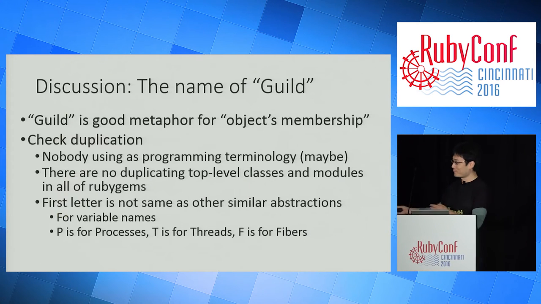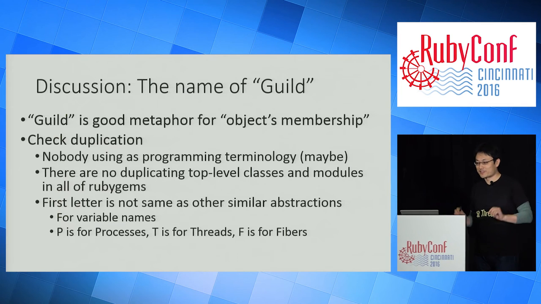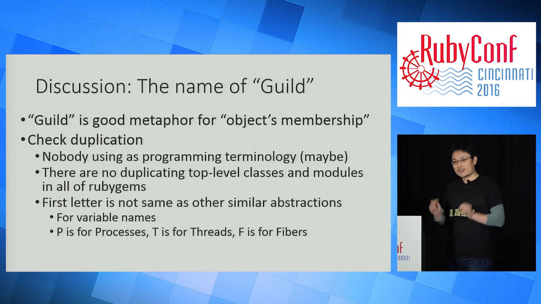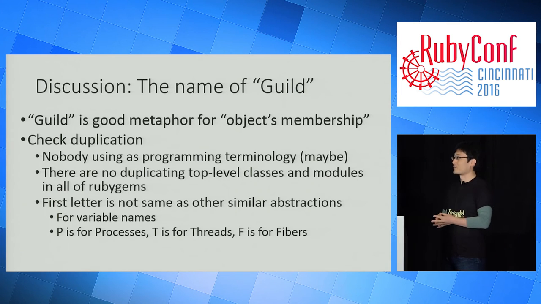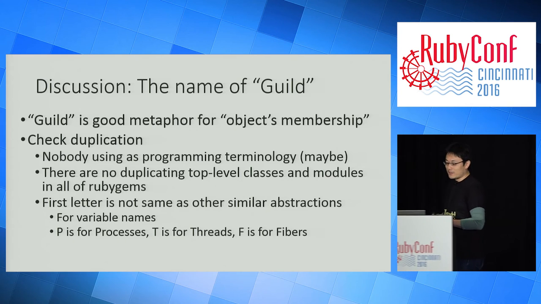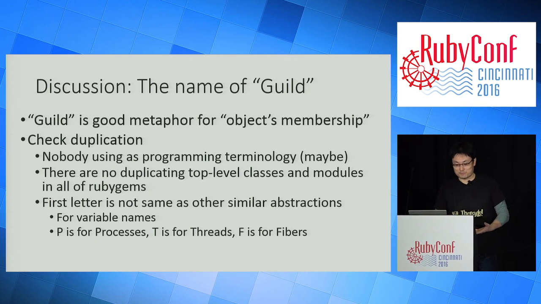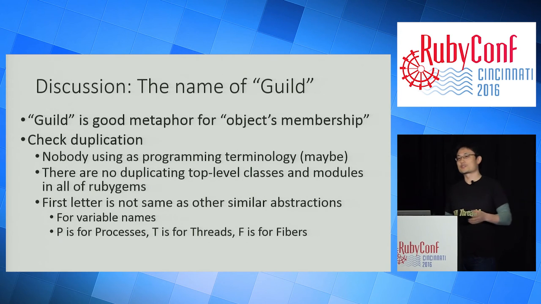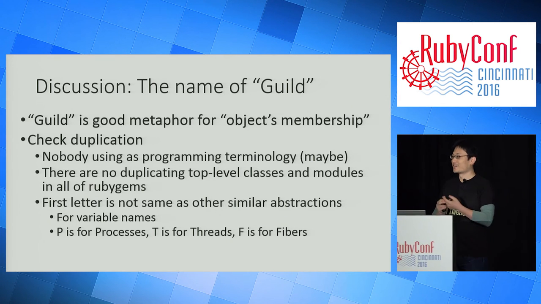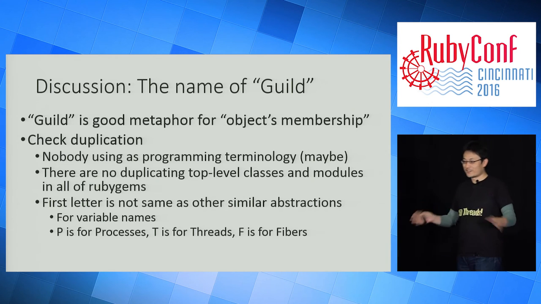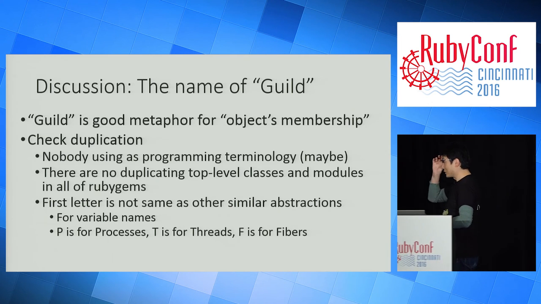So anyway, by the way, there is much discussion about the name Guilds. Why is the name Guilds? I think a guild is a good metaphor for object membership. And I checked for duplications. Nobody is using this name, guilds, in computer science terminology, maybe, I hope. And there are no duplicated top-level classes or modules in all Ruby gems. I checked all the source code of Ruby gems. There are no Guild modules or classes.